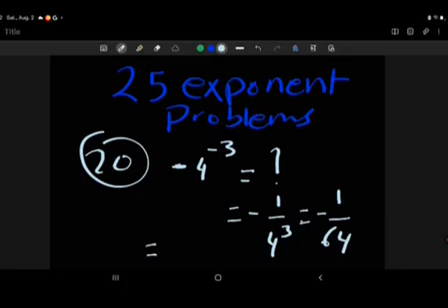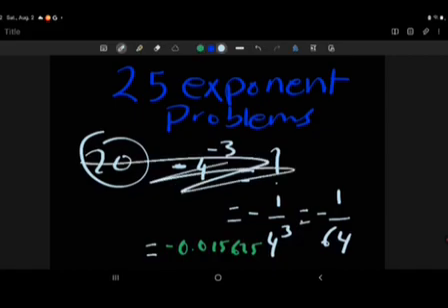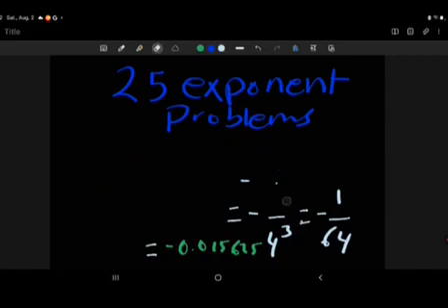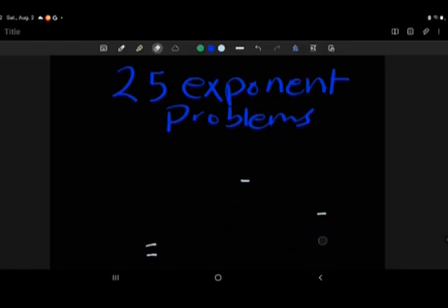The answer becomes a pretty long number, so it's negative 0.015625, right? That's the answer to that problem. So the negative remains in this case. Okay. All right, we have 5 more problems to go for this particular video.